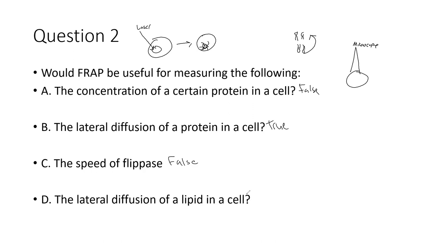How about the diffusion of a lipid? Sure. As long as your lipid has fluorescence, you can do that. So FRAP is really used for a couple main purposes. One, are things free to diffuse? Two, how fast it diffuses, but it's only lateral, only moving left to right.